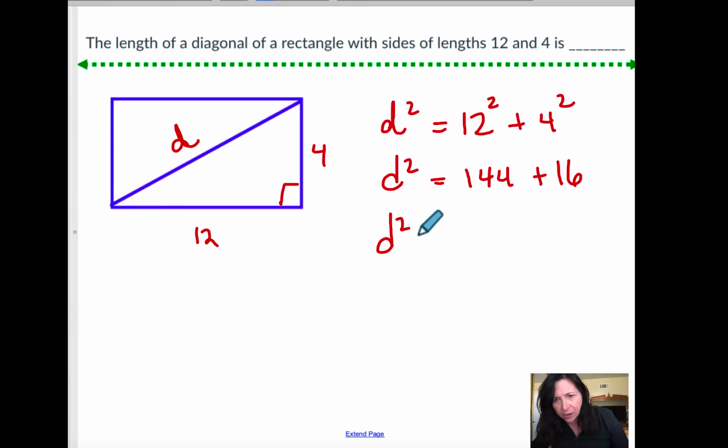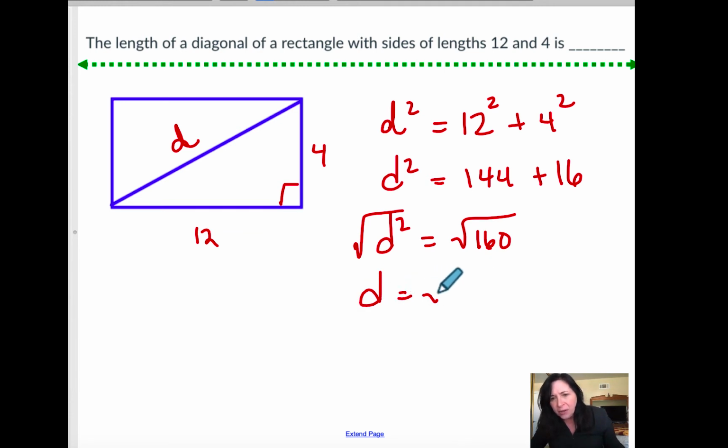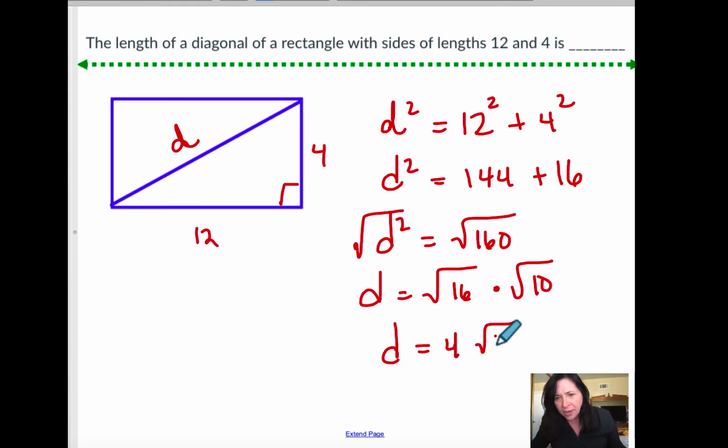So d squared is equal to 160, so d is the square root of 160. Now, if I'm asking you for an exact value, what you need to do is break it down and keep it in roots. So taking the square root of both sides, this is going to be the square root of 16 times the square root of 10. Square root of 16 is 4, so that diagonal is going to be 4 root 10. And so this right here would be my solution.